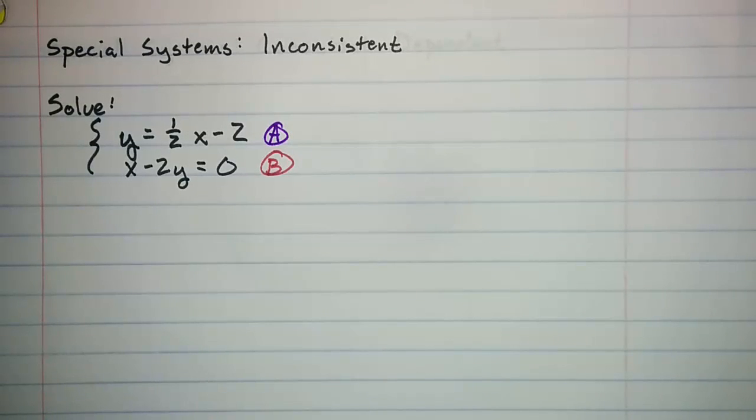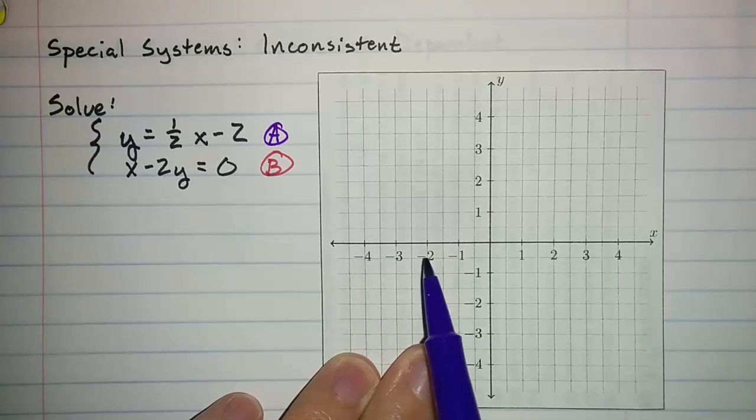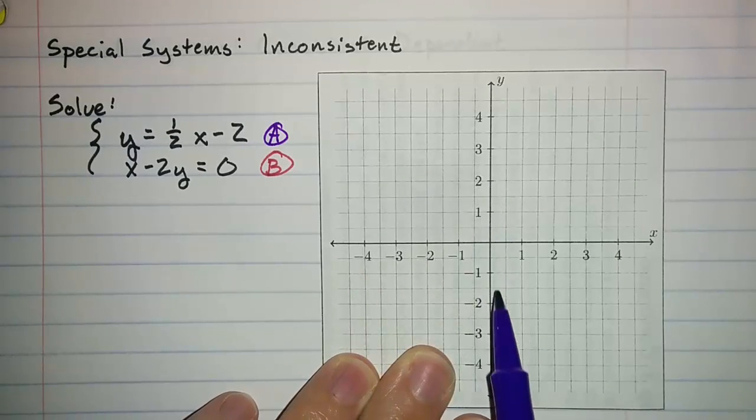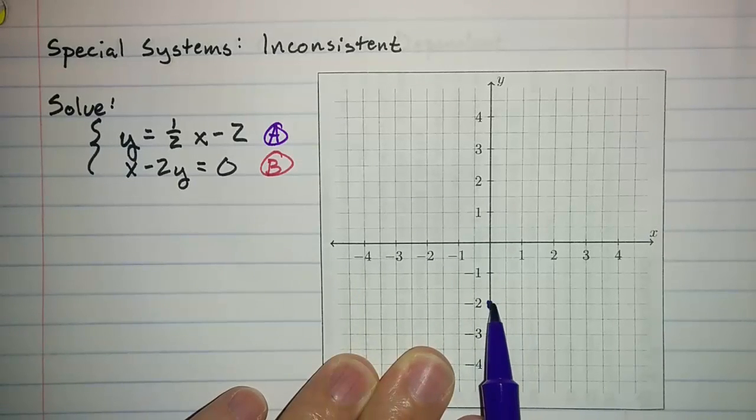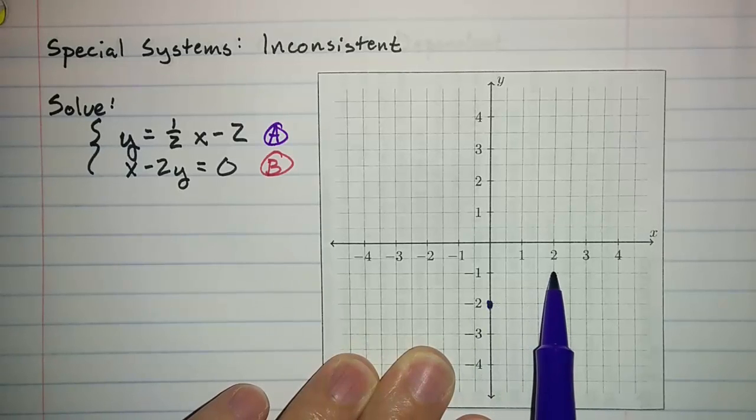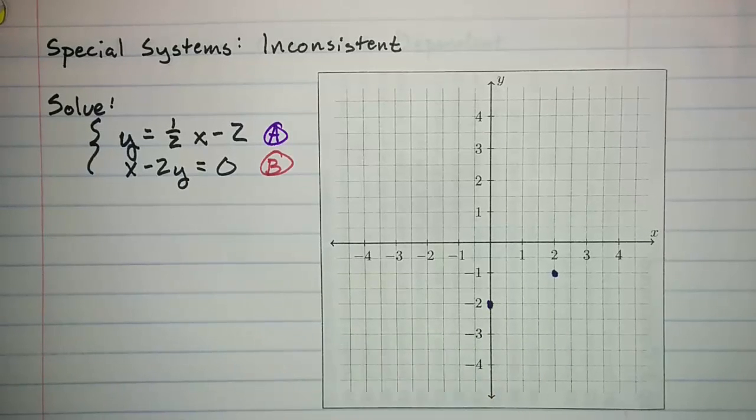The first equation is in slope-intercept form, so that's easy to graph. We'll get y-intercept -2. Slope is 1/2. That means I go over 2, up 1.